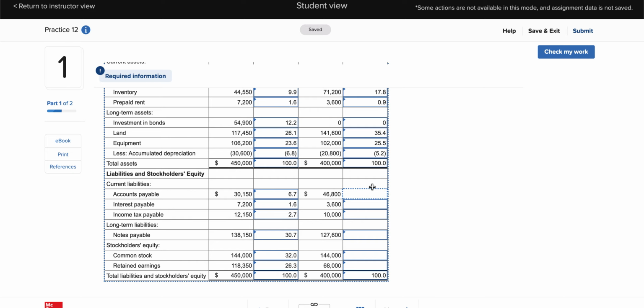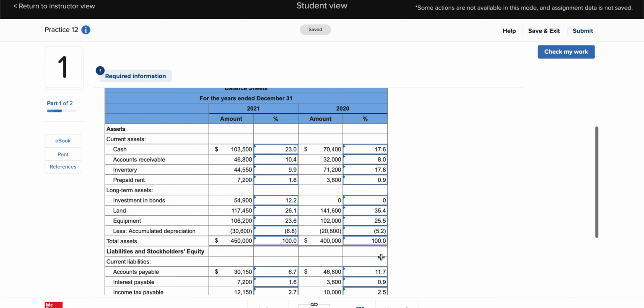Accounts payable here, we should come up with 11.7. We have 0.9. 10,000 divided by 400 is 2.5. We have 31.9 for notes payable, 36% for common stock, and 17% for retained earnings.